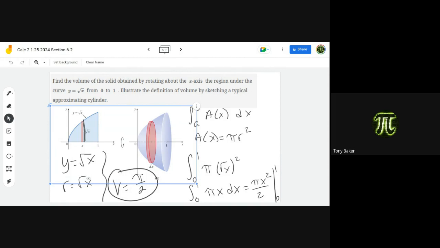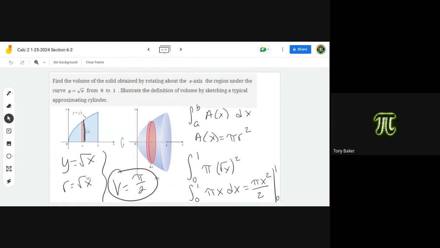The piece that changed was when I was doing the disk method, I don't need height because I'm looking at the area of that disk and I can find area with just radius. Volume is a collection of a whole bunch of areas. How did we find the volume? We're adding up all the areas of those disks. That's what this equation is doing. It's finding the area of that disk and using the integral to add up all those disks.